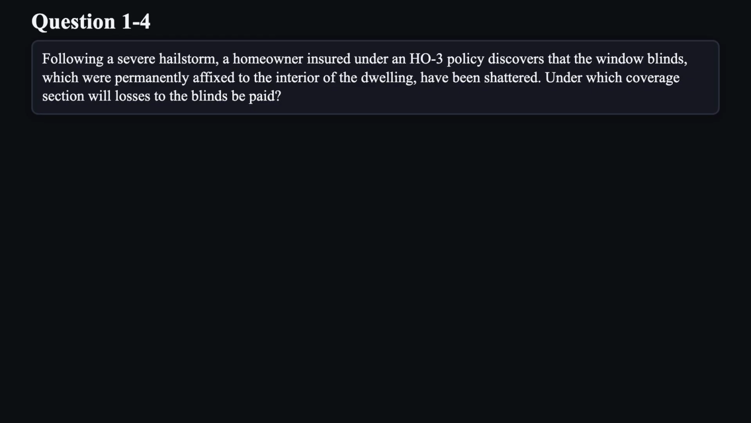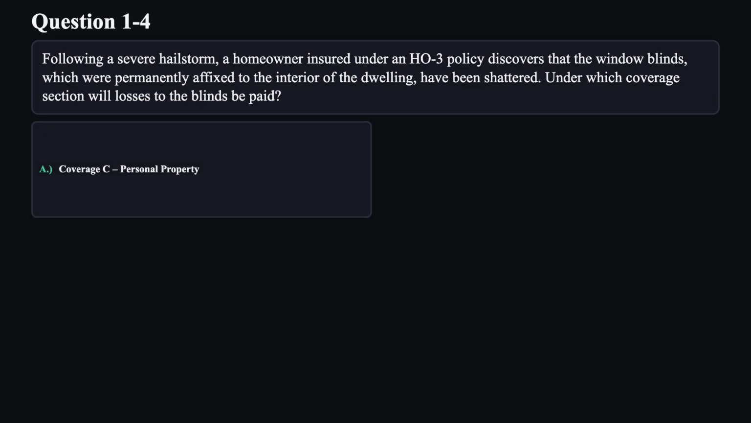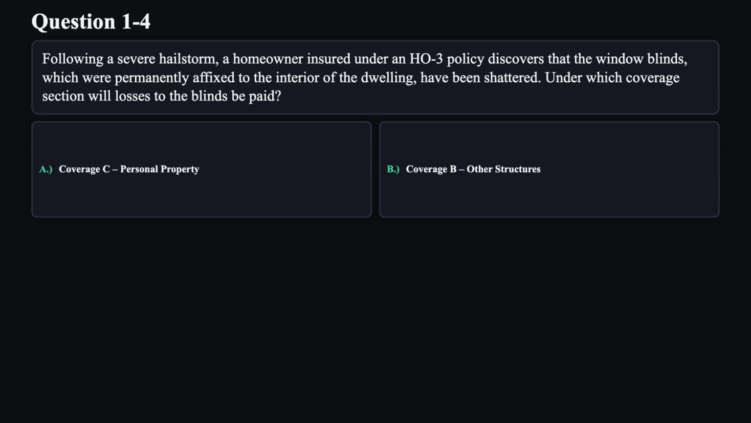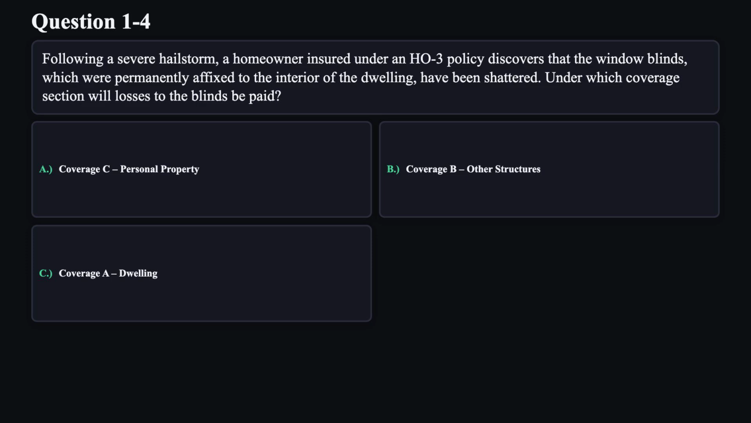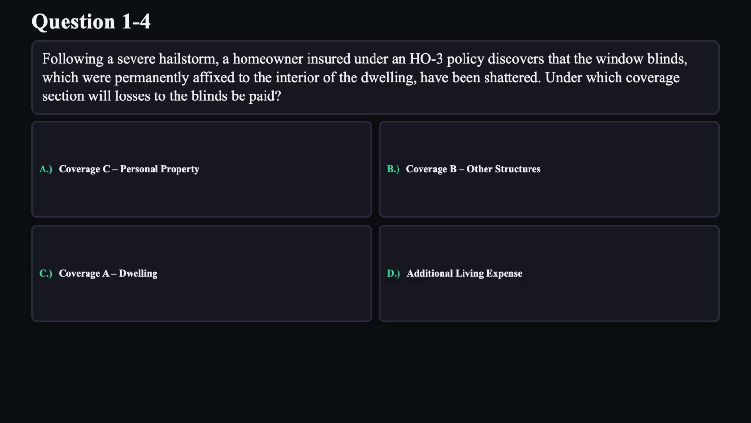Question 4. Following a severe hailstorm, a homeowner insured under an HO3 policy discovers that the window blinds, which were permanently affixed to the interior of the dwelling, have been shattered. Under which coverage section will losses to the blinds be paid? A. Coverage C, personal property. B. Coverage B, other structures. C. Coverage A, dwelling. D. Additional living expense.